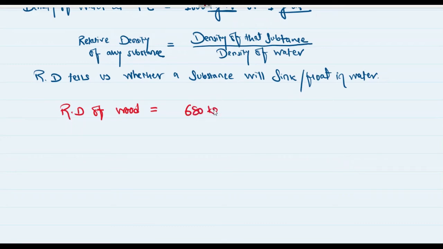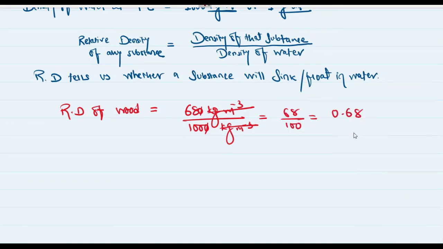680 kg per meter cube. That's the density of wood upon density of water. Now, density of water also has to be taken in kg per meter cube because we have taken the density of wood in kg per meter cube. So, density of water is how much? 1000 kg per meter cube. Now, this 0 cuts with this 0, kg per meter cube both get cut, and 68 divided by 100 we get 0.68.